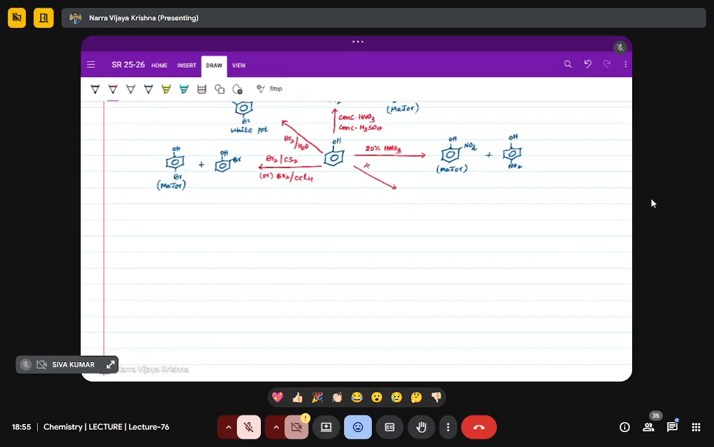Next one, with H2SO4 at 25 degrees centigrade. This is sulfonation, since you have only taken H2SO4. HSO4 will attack either the ortho position or the para position, so the product will have SO3H at either the ortho or para position. Now tell me which is major.